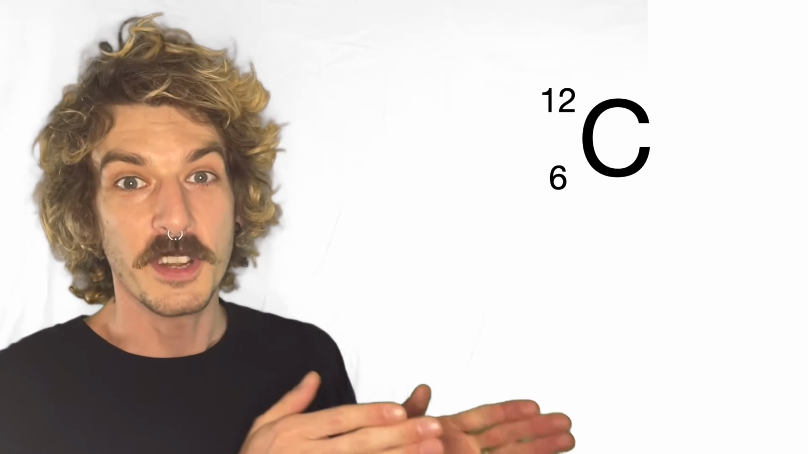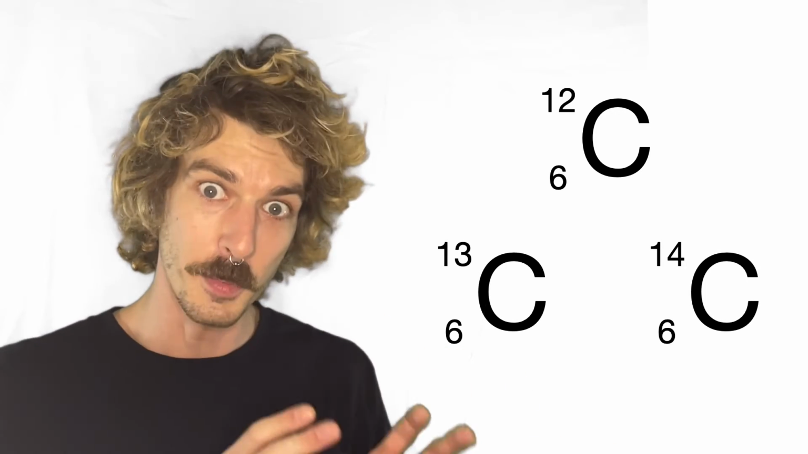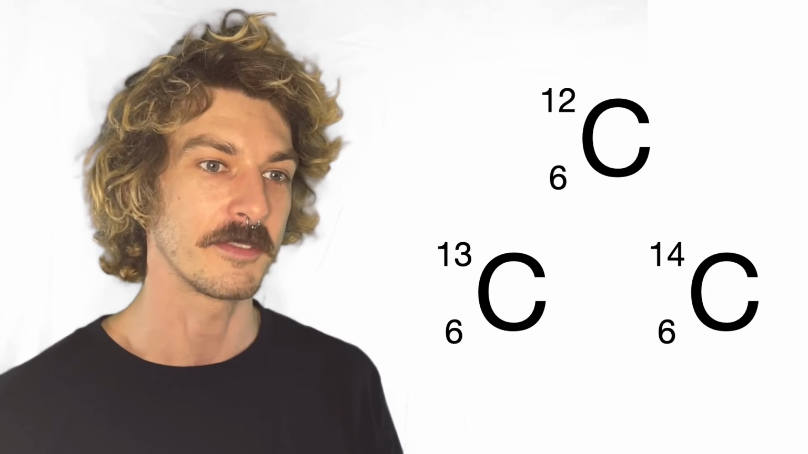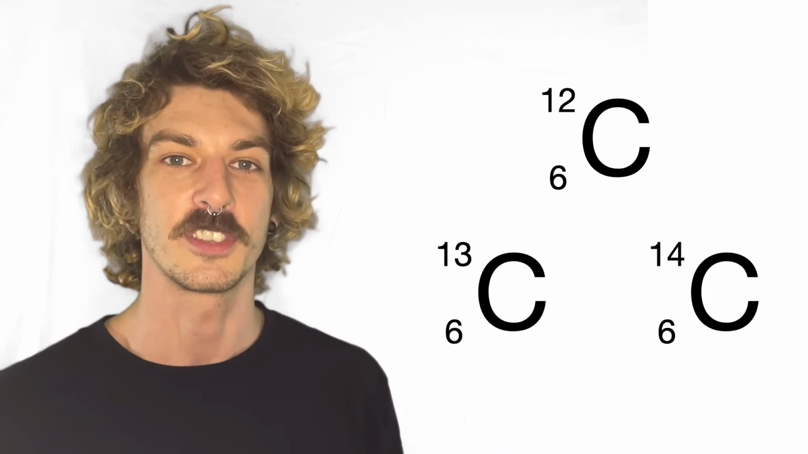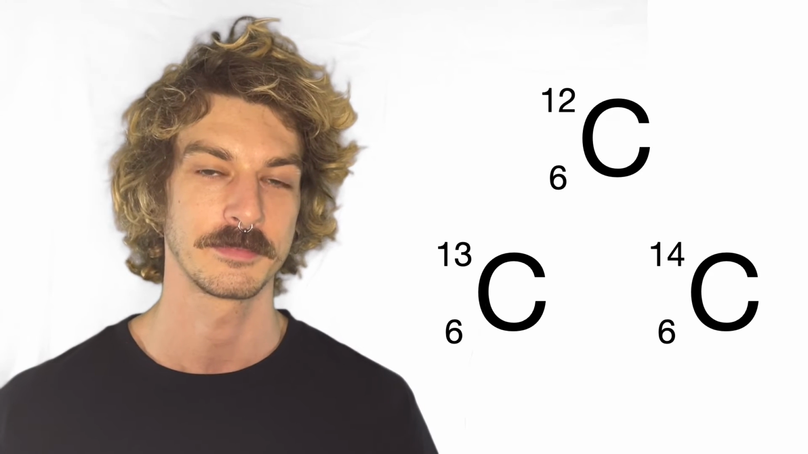So here's a few different isotopes of carbon. These are the ones that I was mentioning earlier, and you can see that the atomic number stays the same. It's always 6 for carbon, but the mass number changes, so we've got a different number of neutrons. These are 3 different isotopes of carbon.